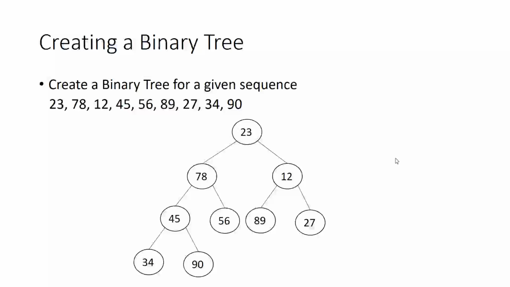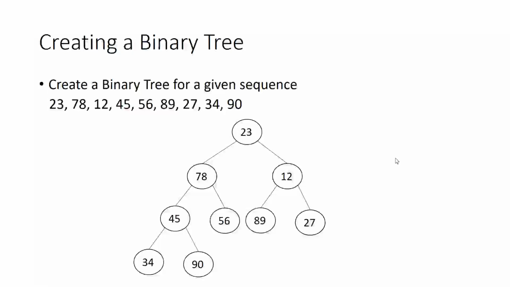A complete binary tree is a tree which will have zero child nodes, or if it is having a single child, it should be a left child. It cannot be a right child. If it is having two child nodes, obviously it will have both left and right child.